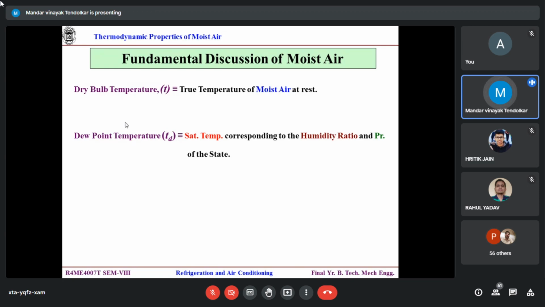What does this mean? Basically, you start reducing the temperature while maintaining the amount of moisture the same. Correct? Why would the moisture amount change? Humidity ratio is the same, so mv upon ma, kg of water per kg of dry air, remains the same. You start reducing the temperature, and the saturation temperature where this moisture will start getting separated out is the dew point. The name itself says dew point. Beyond that, dew.